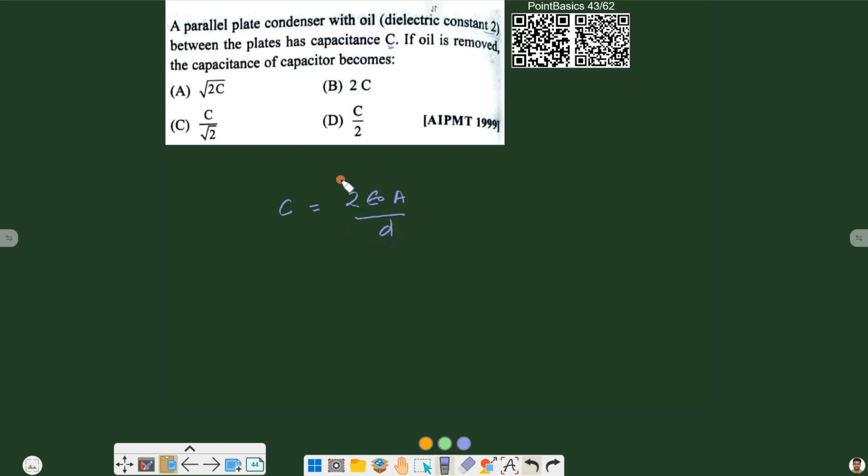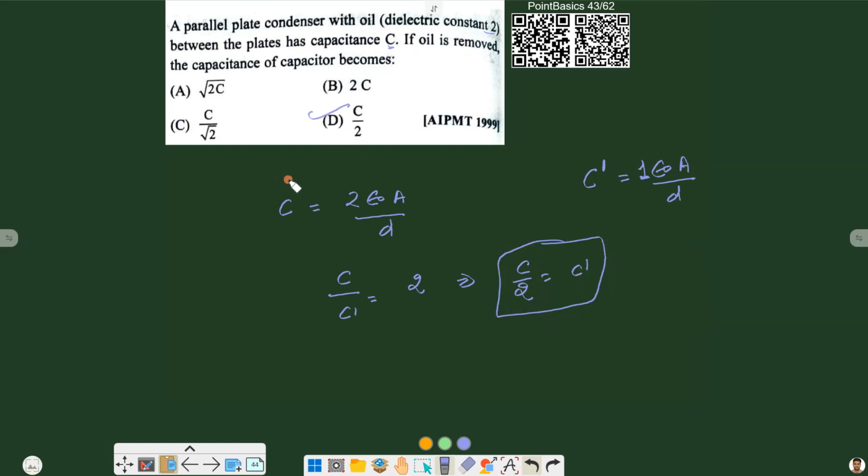Now, if we remove this dielectric material, then the capacitance C dash will become epsilon naught A by D, because if we remove this dielectric, there will be only air left, and air has a dielectric constant of 1. If we divide both of these, C by C dash becomes 2, and from this C by 2 is equal to C dash. So if we remove the oil, the new capacitance will be C by 2. Option D. Moving to next question.